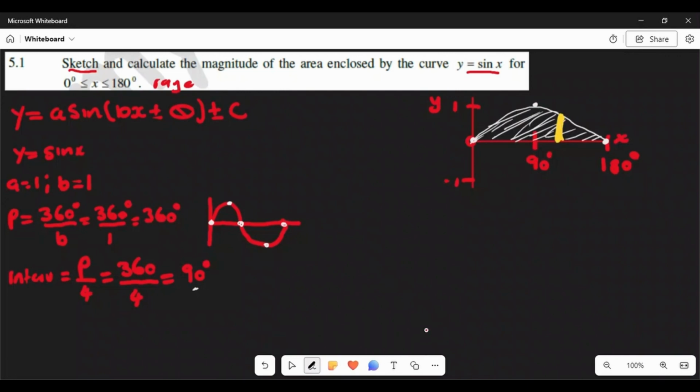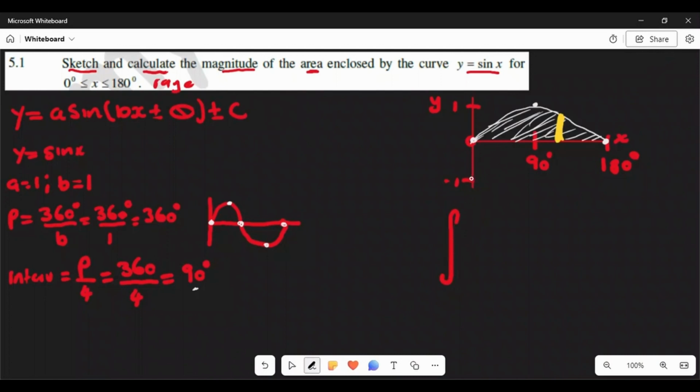Right, guys, so what is it that they want us to do now? They want us to calculate the magnitude of the area enclosed by the curve. So we do have the curve here. When we calculate, we're going to use definite integrals. I've made videos on definite integrals. I hope you will be able to see them. I will leave the videos in the description, and also on the top right the video will pop up there, guys.